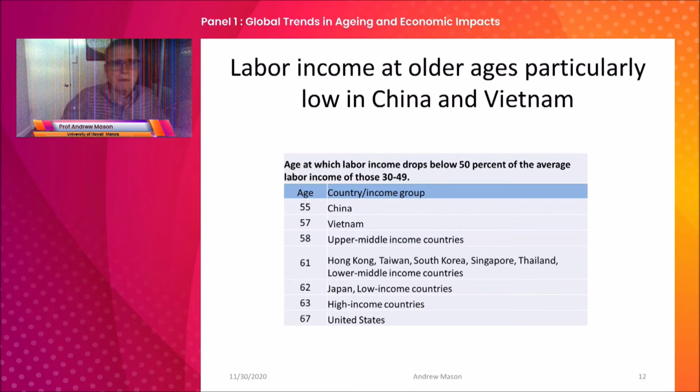Well, I don't know what to make of this, but it suggests that an awful lot of space is available to not just increase the amount of work, but also to improve the quality of work at older ages. We really want people to have more opportunities to work, but have better jobs when they get older. So next slide, please.